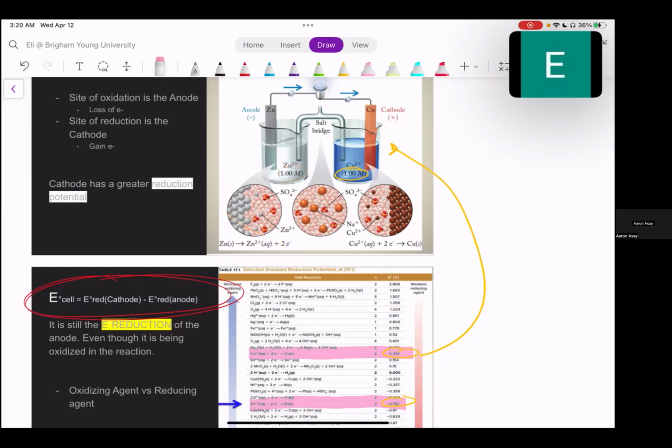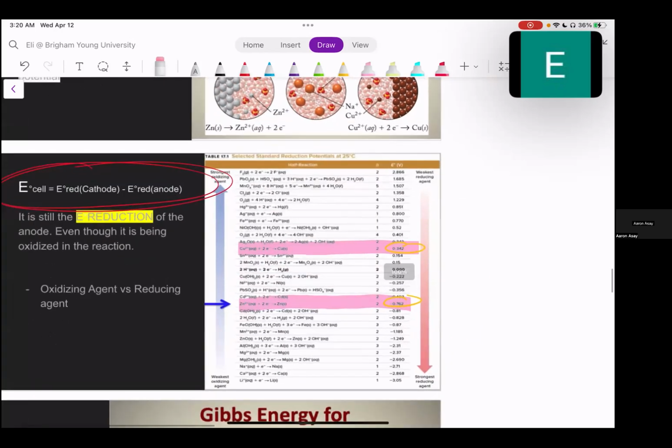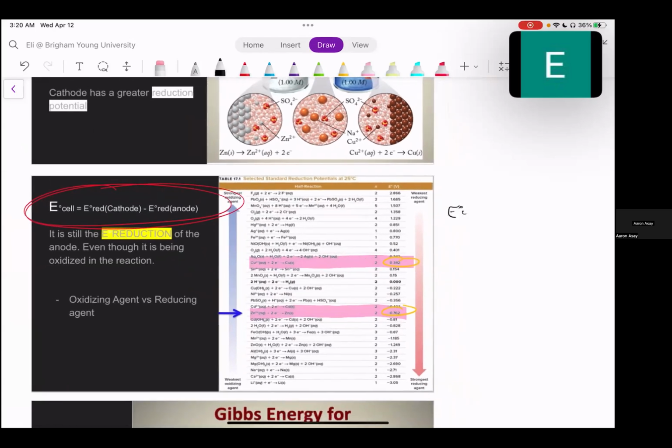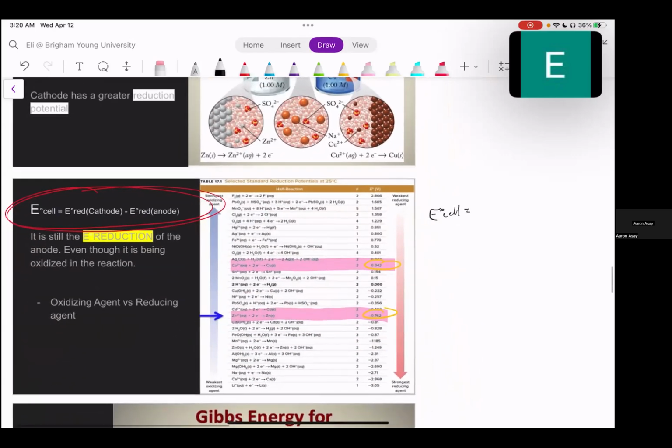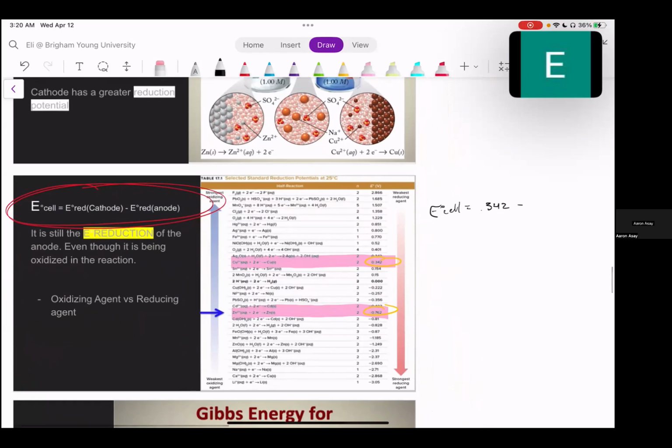So let me erase some of this. It's getting kind of messy. So we know the E cell is going to be equal to the reduction potential of the cathode, so the cathode is 0.342, minus the reduction potential of the anode, and that's going to be negative 0.762. And if we do the quick calculation for this, we're able to see that it comes out to about 1.104 volts, which is pretty cool.